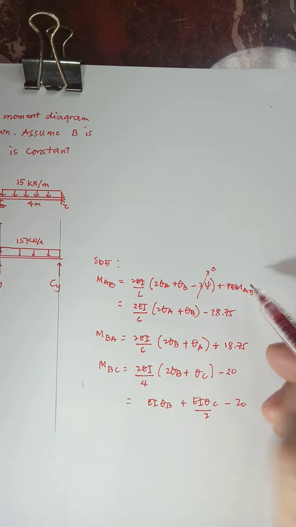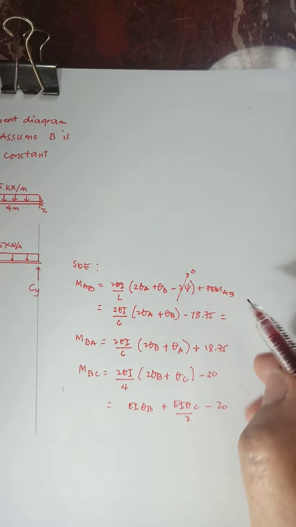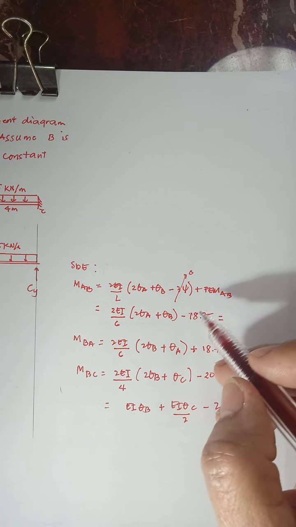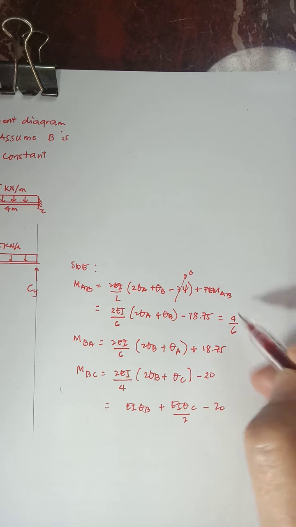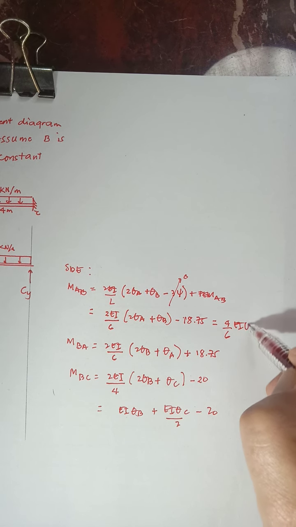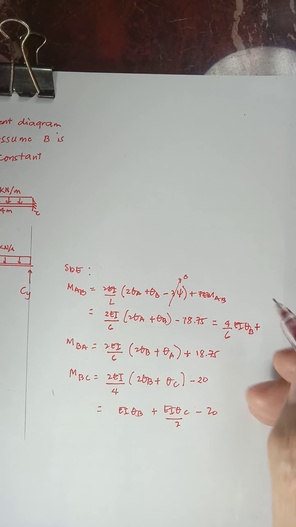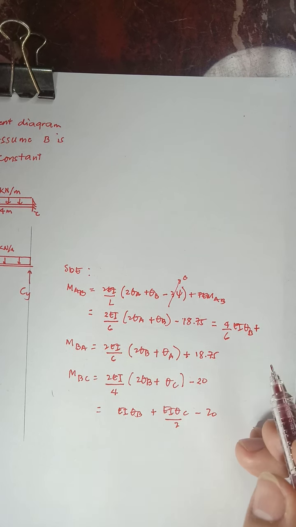Okay, so hindi nato ni na simplify, no? So ato ni simplify. So this will be 4, 6 EI theta B plus EI theta B over 3 minus 18.75. Okay, so we continue.